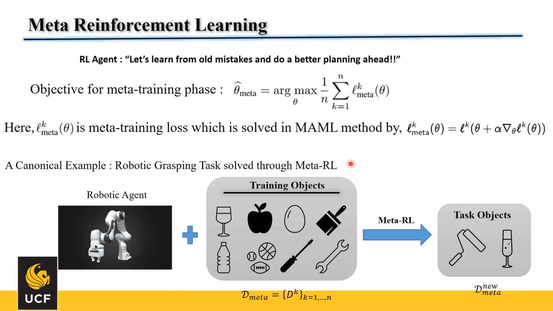So let's discuss a canonical example. Suppose we have a robotic agent, a robotic arm, and it is trained to grasp different kinds of objects. If we see the training objects, they are geometrically and physically quite different from each other. And in the test objects, we introduce two new kinds of objects to grasp. The concept of meta-RL enables the robotic agent to exploit the learning it has achieved during training to facilitate or accelerate the new task learning.